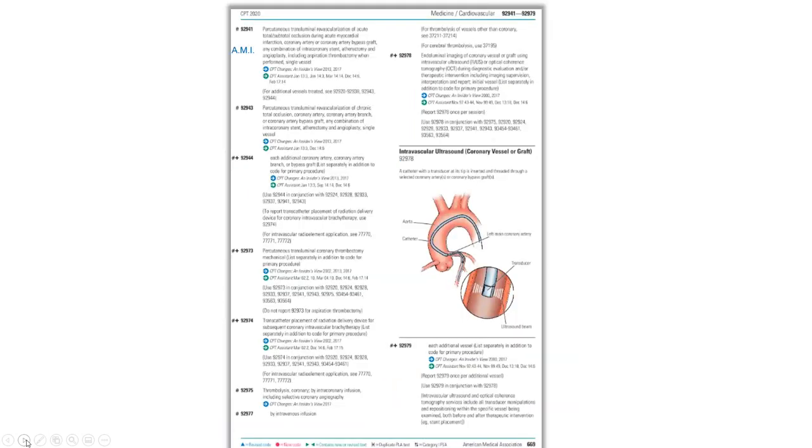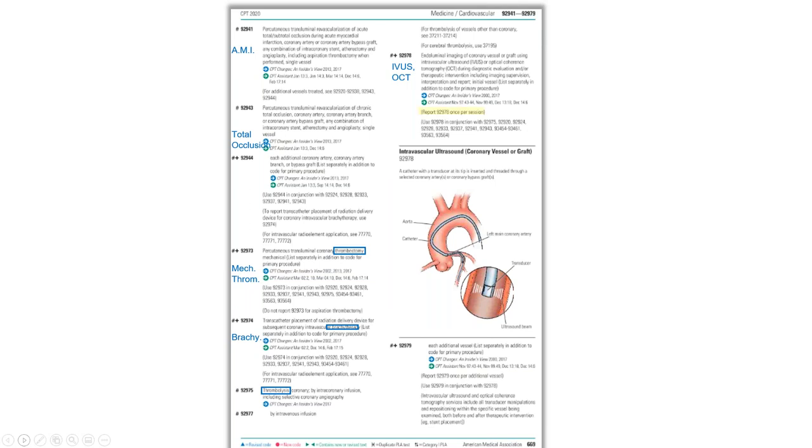Next page, 92941 is the code you use when the patient is in the middle of an acute myocardial infarction. 92943 is the total occlusion code. 92973 is the mechanical thrombectomy. Brachytherapy is 92974. Thrombolysis is 92975. 92978 is IVUS or OCT.